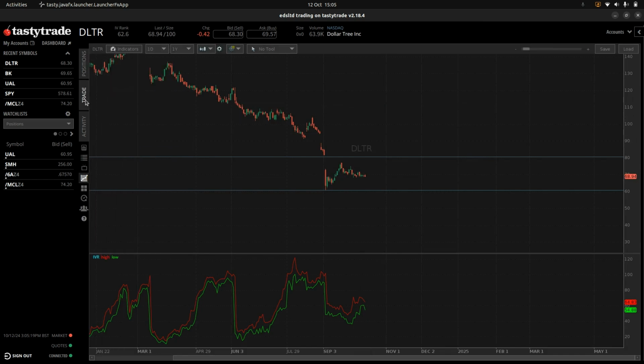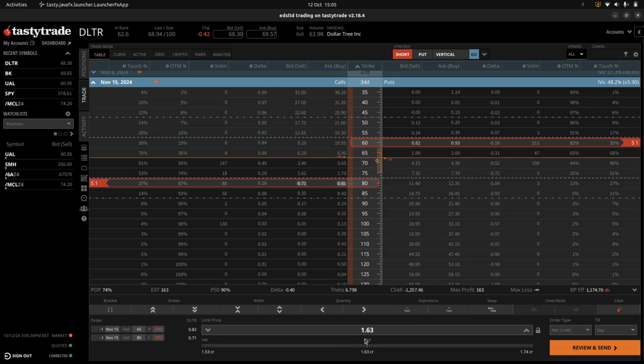So what does this actually look like in terms of numbers? If the price of Dollar Tree was to be within this range at expiration, then we will keep 100% of the premium that we collect. And what is the premium that we collect? That is this number down here, $1.63 per share. There's 100 shares per contract, so that is a max profit of $163. As soon as this order gets filled, we will collect the $163 upfront, and nobody can take that away from us.